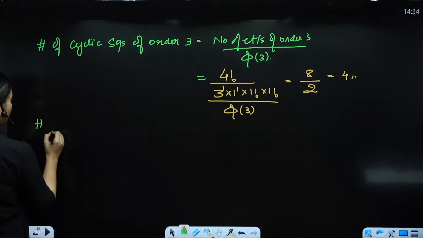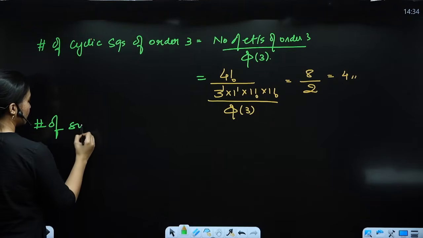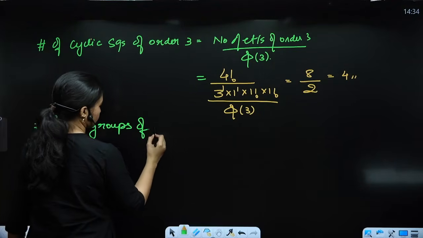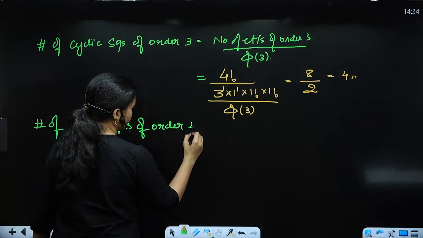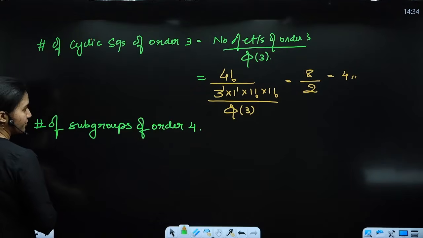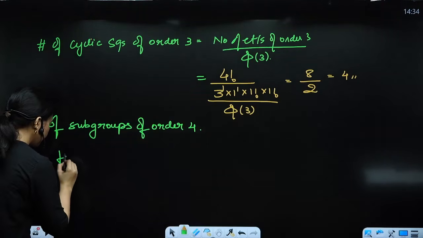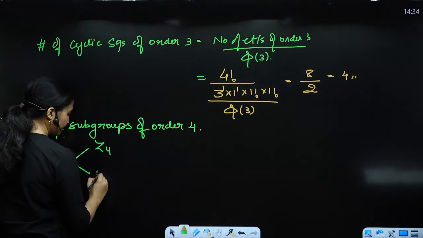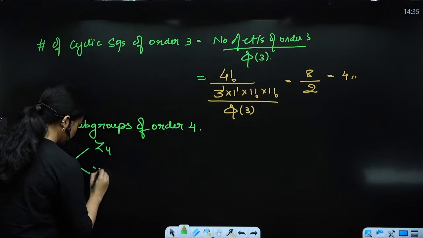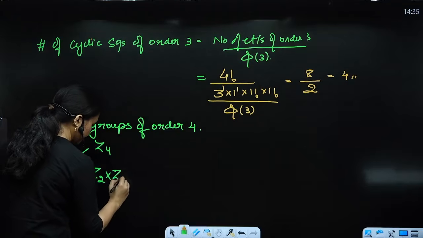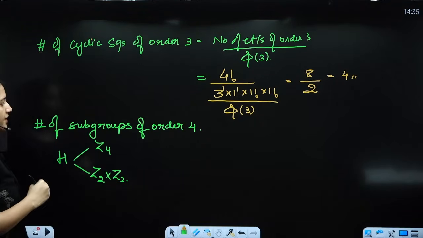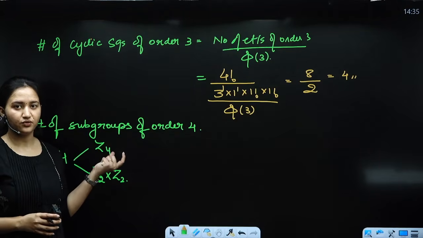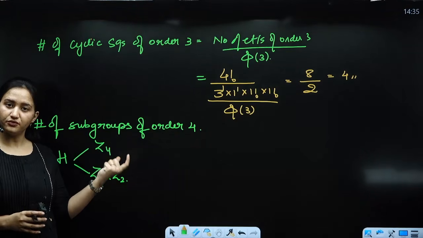Now the number of subgroups of order 4. So if there is a subgroup of order 4, that is going to be your H, and it is going to be isomorphic to either Z4 or Z2 cross Z2, right? But you think for yourself, if there is going to be a subgroup which is going to be isomorphic to Z4, that means there is going to be an element of order 4, right?